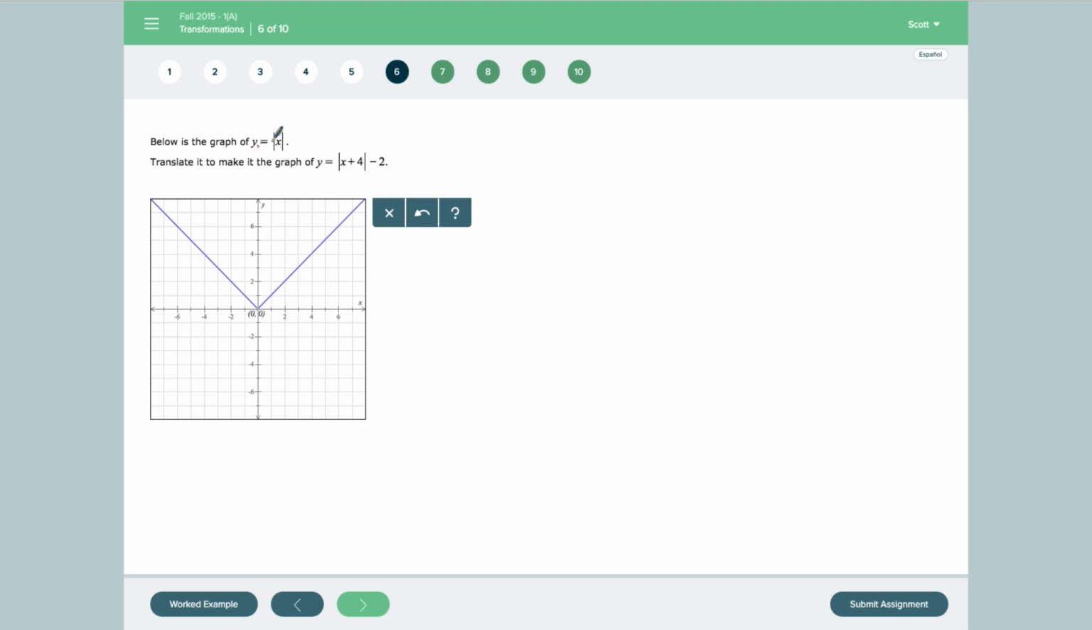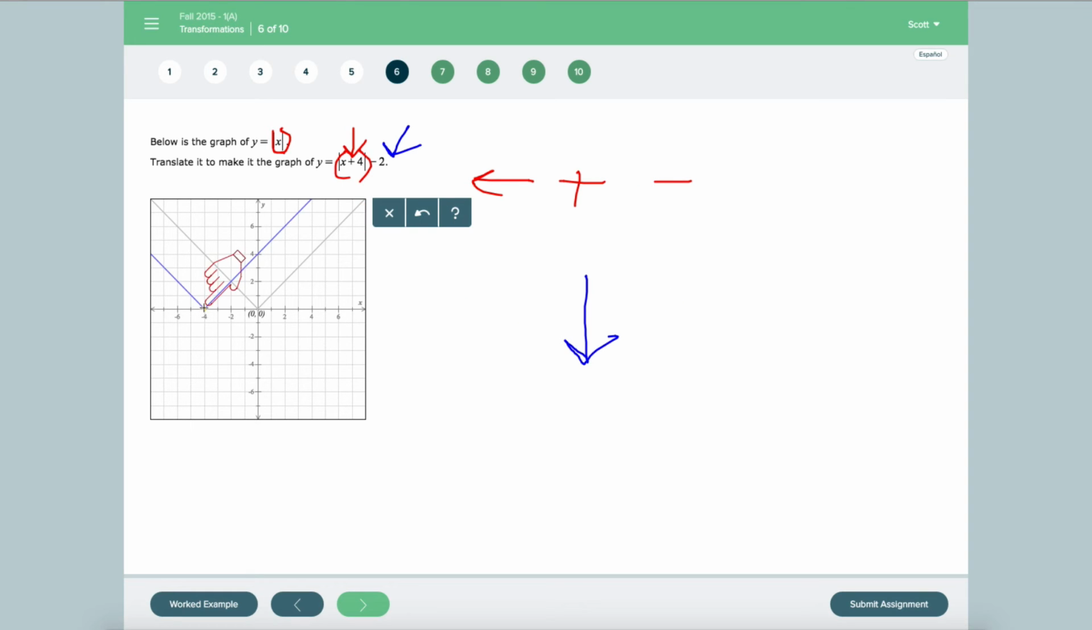Okay, here we have y equals x. Again, think of these as parentheses. Okay, what's the first thing I'm going to do? I got to move it left or right. So plus or minus, plus goes left. And that's a plus. So I'm going to move it left 4 units. 1, 2, 3, 4. And then I've got a minus out there, which means there's the minus 2, which means it's going to go down 2. So now I take where it landed, just go 1, 2, just like that.